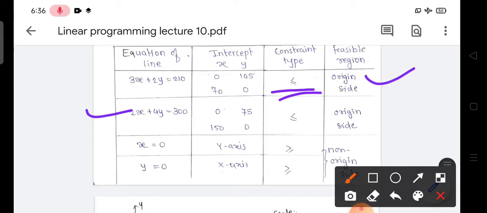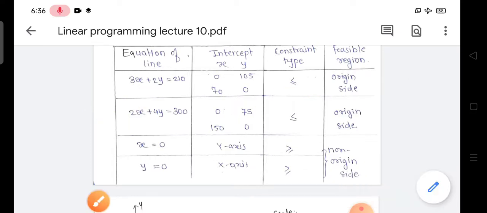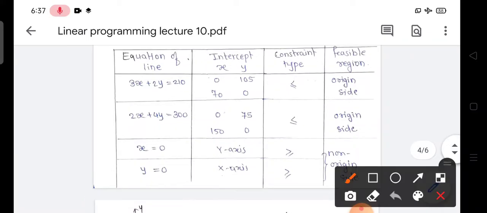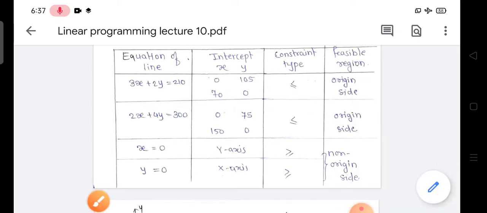Okay, second equation. When the x coordinate is 0, 4y equals 300, therefore the y coordinate is 75. When the y coordinate is 0, 2x equals 200, that is the x coordinate is 150. What is the constraint type here? Less than or equal to, isn't it? Less than or equal to means the solution belongs to the origin side.